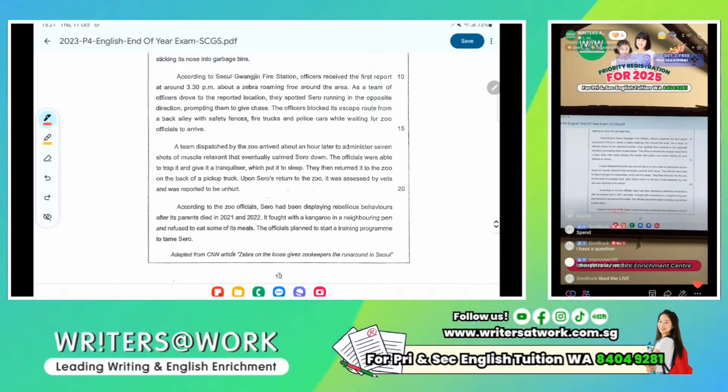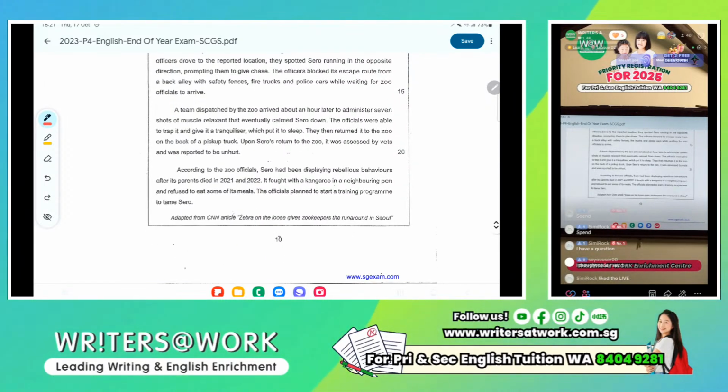Upon Seoul's return to the zoo, it was assessed by vets and reported to be unhurt. According to the zoo officials, Seoul had been displaying rebellious behaviors after its parents died in 2021 and 2022. It fought with a kangaroo in its neighboring pen and refused to eat some of its meals. The officials planned to start a training program to tame Seoul.